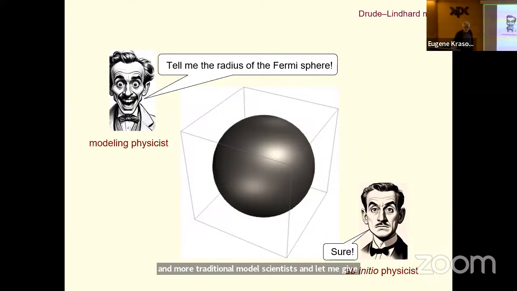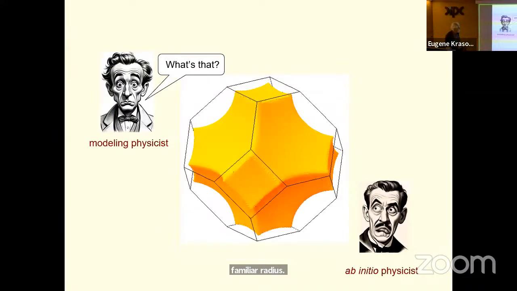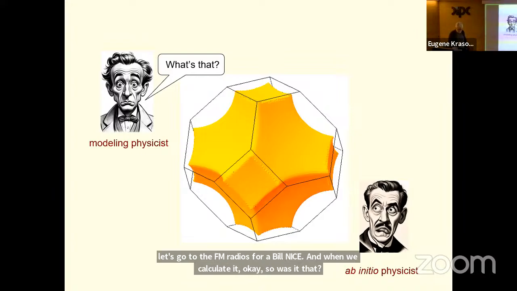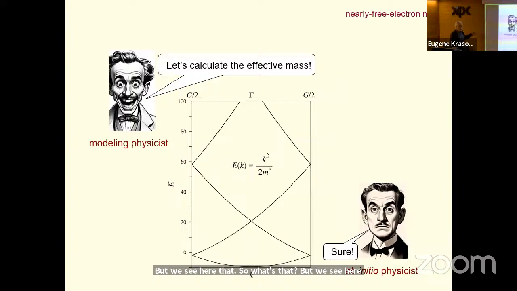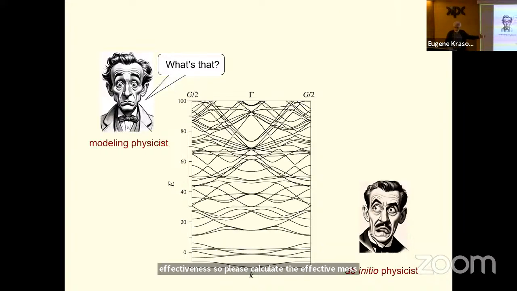For example, there is a very simple and transparent Lindhard model for the dielectric function. There is only one parameter, the Fermi radius. So let's calculate the Fermi radius for an electron-like metal like aluminum. And when we calculate it, okay, so what's that? Where do we see here the Fermi radius? Or it is well known that at high energies, the band structure is plane wave-like. So we can describe everything with the effective mass. So please calculate the effective mass. And you get something like that. So the effective mass is here.